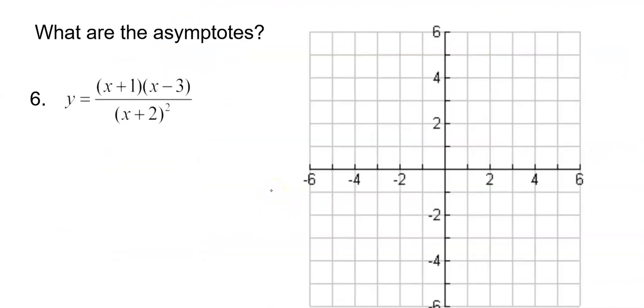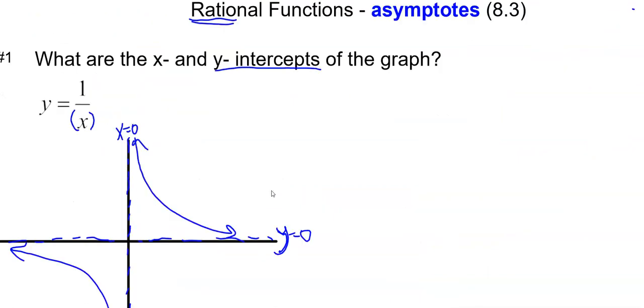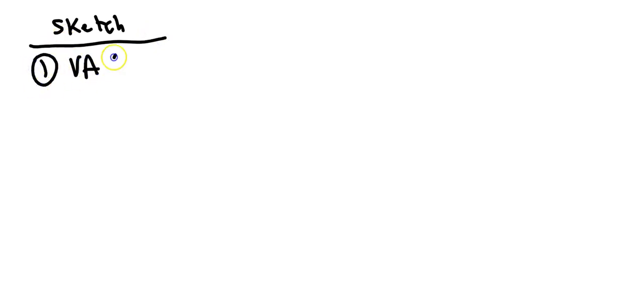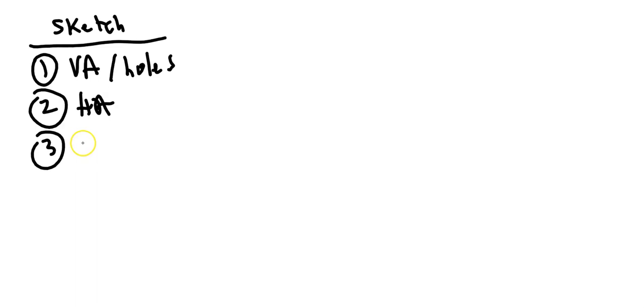Okay, so let's see what the next steps are. Let's go back to this. Okay, so let me go to kind of a blank screen for a second and explain the steps to sketch a graph. First, sketch all your vertical asymptotes and holes. We've done that. Second step, graph your horizontal asymptotes, if there are any. Step 3, you're going to find your intercepts.